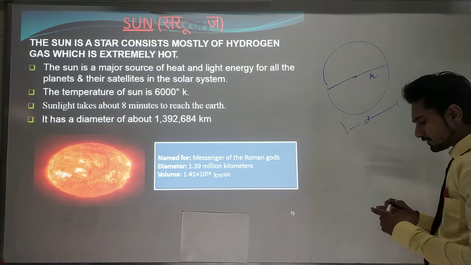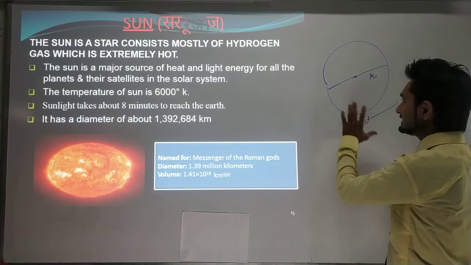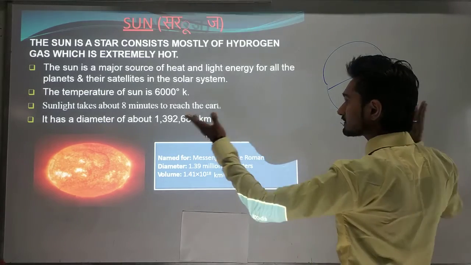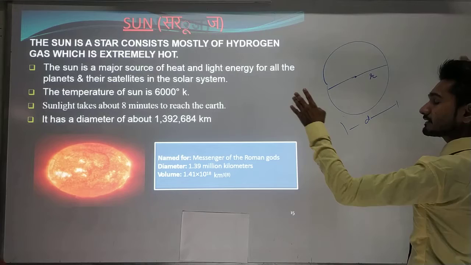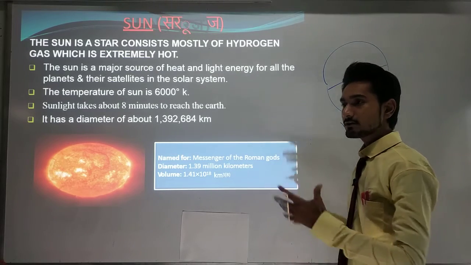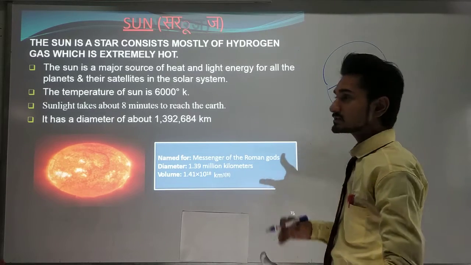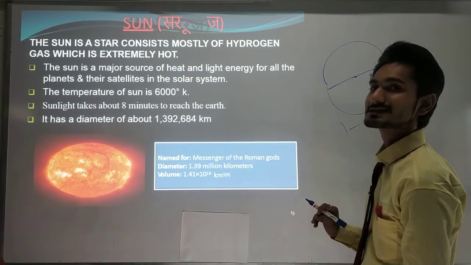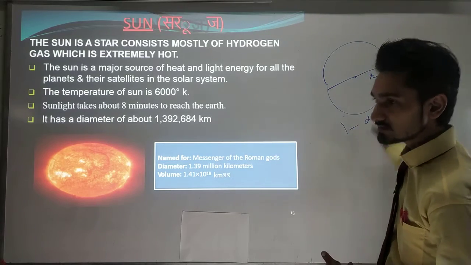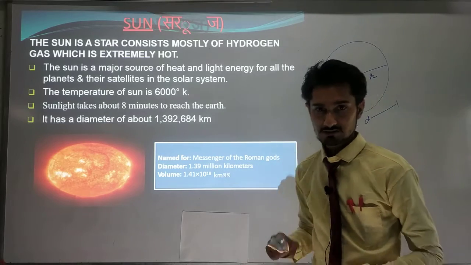So from that point, what is the diameter of the sun? 13,92,000. We cannot measure it on a scale, because we don't have a scale like that, because it is much bigger in size. That is why we can say it is very big, and that's why it gives the earth a large amount of energy. Okay.